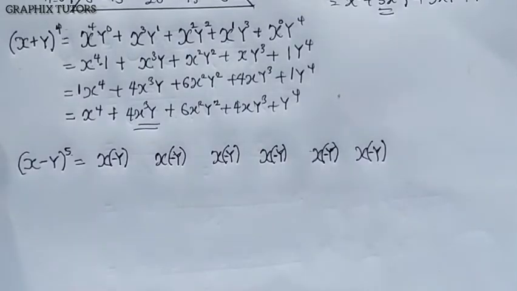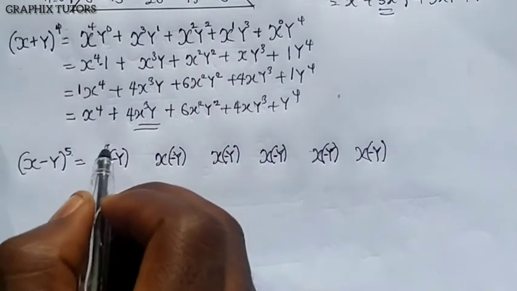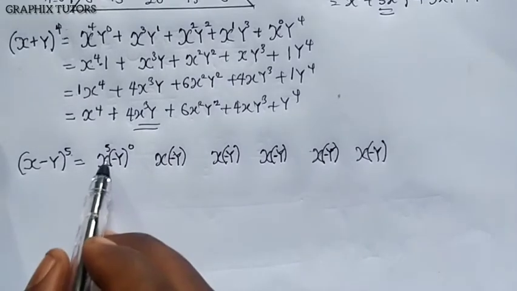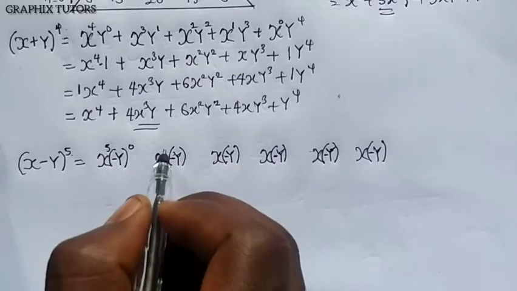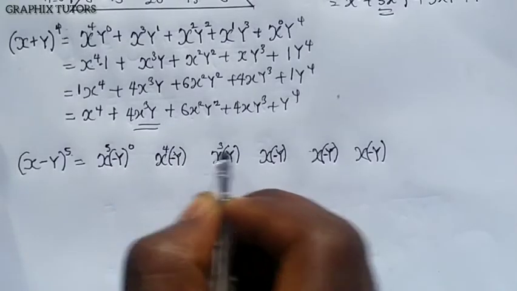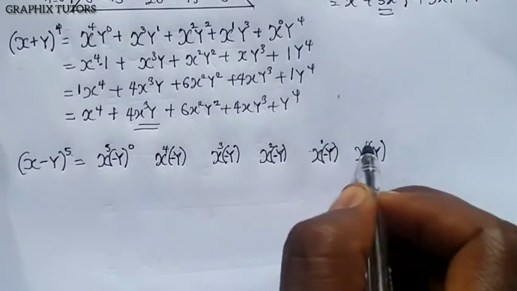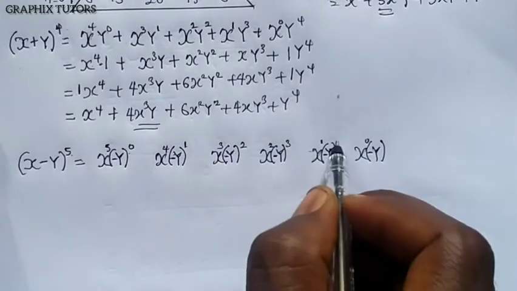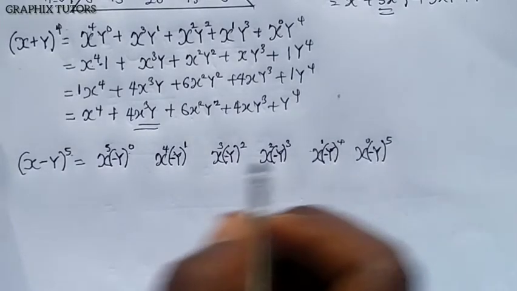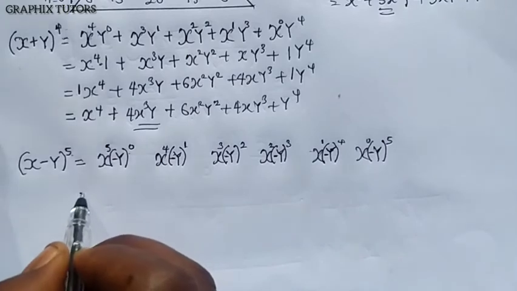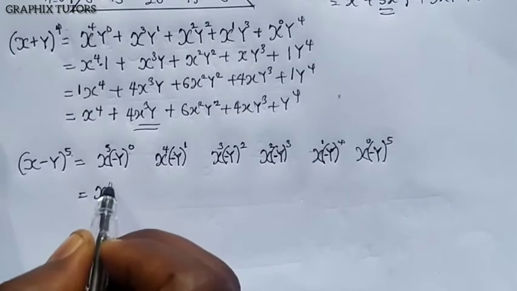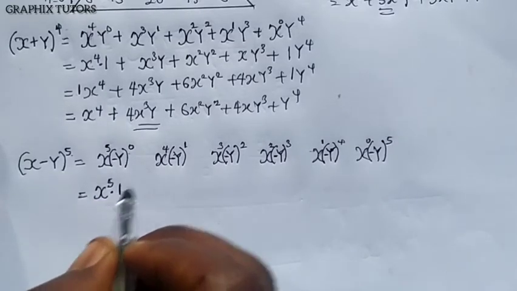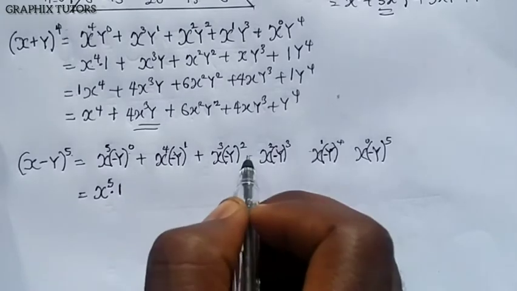Right? So the first one will be x to the power of 5, y to the power of 0, just like the way we did previously. So we'll start decreasing the x. From x we'll be having 4, 3, 2, 1, and 0. While the y will be increasing: this will be 1, this will be 2, this will be 3, this will be 4, and this will be 5. Now the next thing we'll do is rewrite this. This will be x to the power of 5. Any number to the power 0 is 1. Right? Don't forget we have plus in between everything here.